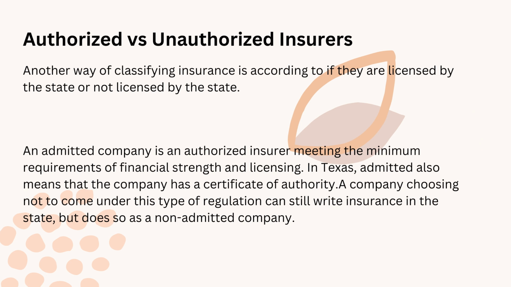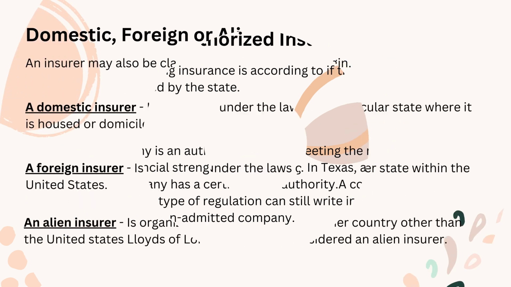Authorized versus unauthorized insurers. Another way of classifying insurance is according to if they are licensed by the state or not licensed by the state. An admitted company is an authorized insurer meeting the minimum requirements of financial strength and licensing. In Texas, admitted also means that the company has a certificate of authority. A company choosing not to come under this type of regulation can still write insurance in the state, but does so as a non-admitted company.